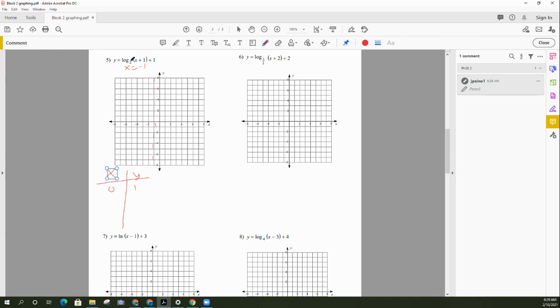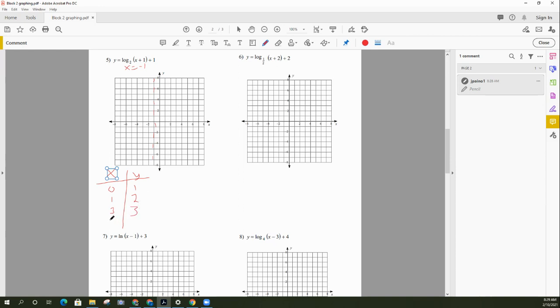Okay, and then we take the base, 2, raise it to the first power, 2. Minus 1, so 2 minus 1 is 1. So that's what I'm going to plug in. So I get 1 plus 1 is 2. Then I do 2 squared is 4. 4 minus 1 is 3. Plug that in. I get log base 2 of 4 is 2. 2 plus 1 is 3.